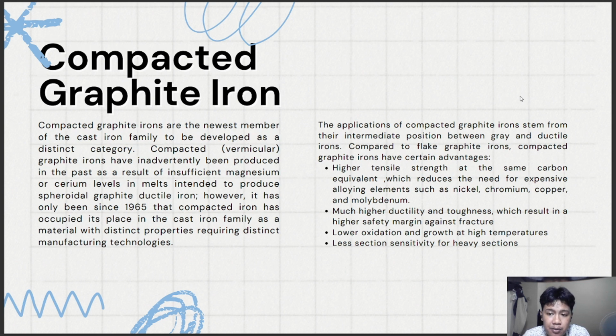The applications of compact graphite irons stem from their intermediate position between gray and ductile irons. Compared to flake graphite irons, compact graphite irons have certain advantages like higher tensile strength, much higher ductility and toughness, lower oxidation, and less section sensitivity for heavy sections.